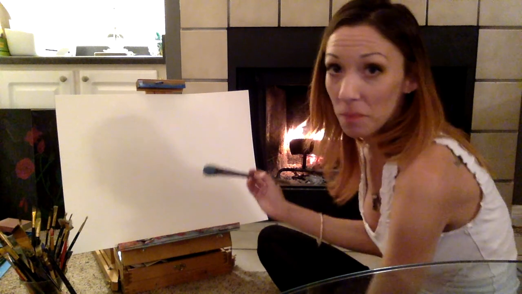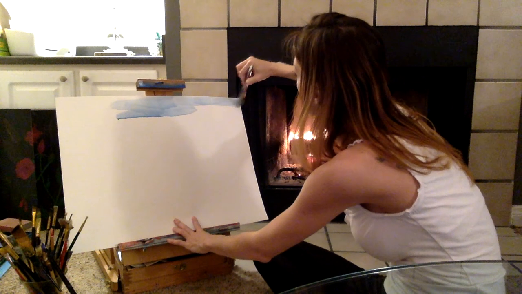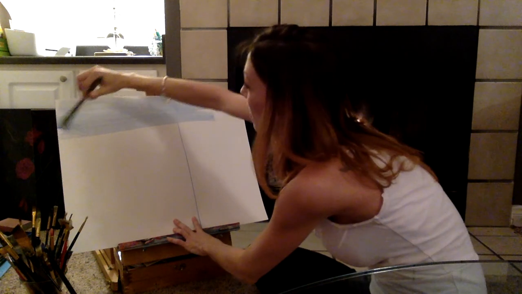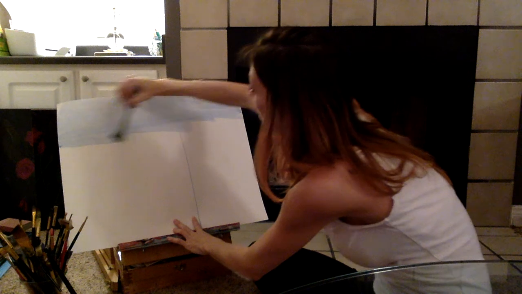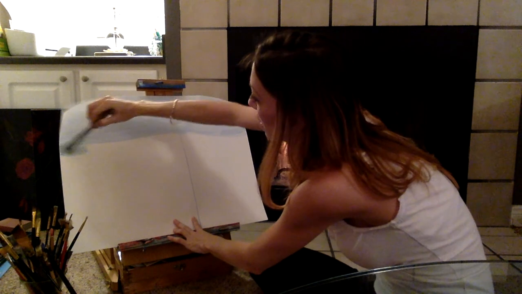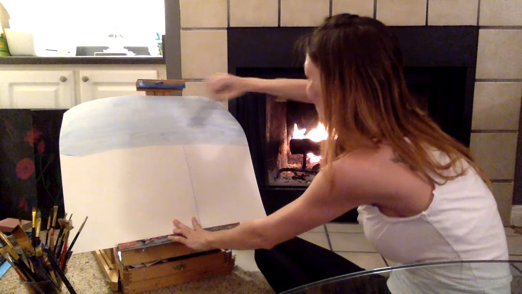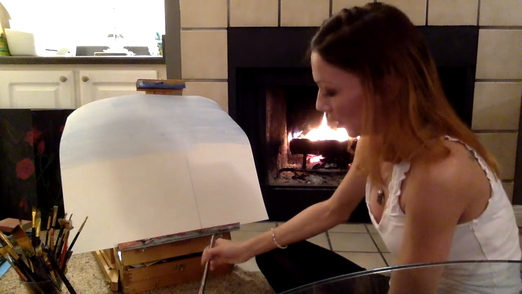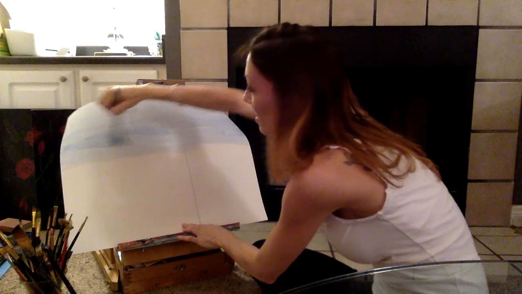So I'm going to start with the sky, and I'm just going to paint it. I got some dribbles there, but it's okay. I don't know if watercolor paper is the right paper for this, but that's okay. So the first major shape this is going to be is a rectangle. And you can see that it's like the shape of a rectangle.